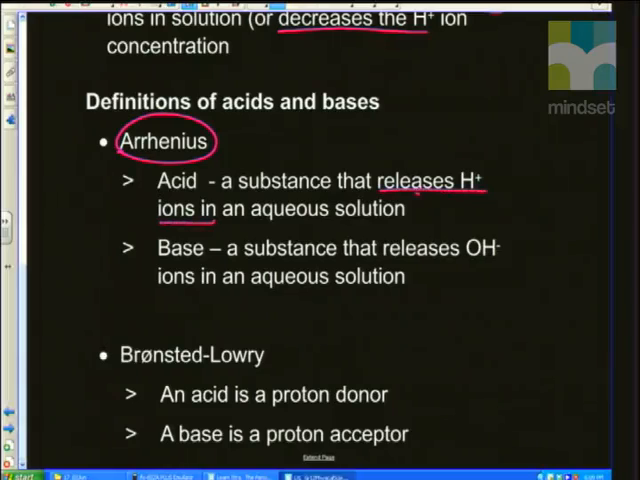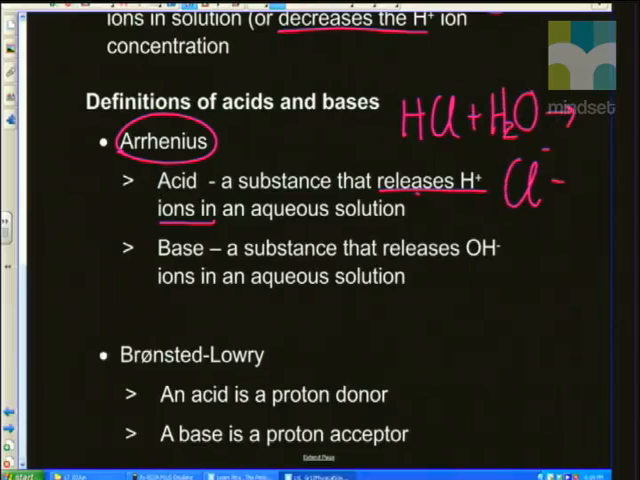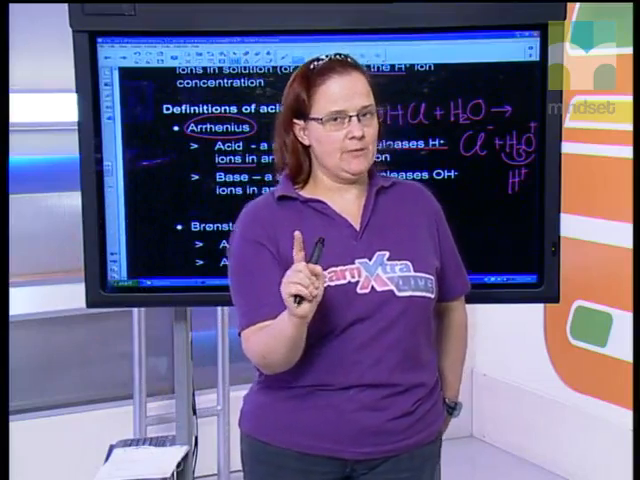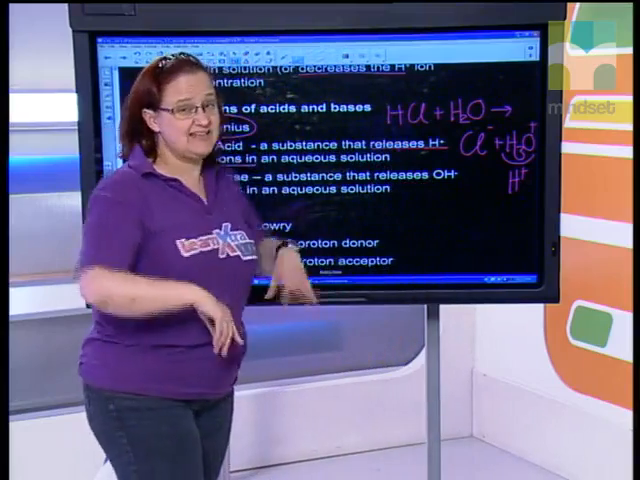So, for example, when I have HCl, which dissolves in water, we react it with water, and we end up with Cl minus ions, but we also end up with H3O plus, which we just write as H plus most of the time. So every single acid has hydrogen in it. It has to have hydrogen in it, otherwise it can't be an acid. So this definition for an acid is great because it fits every single acid. There is no exception to this.